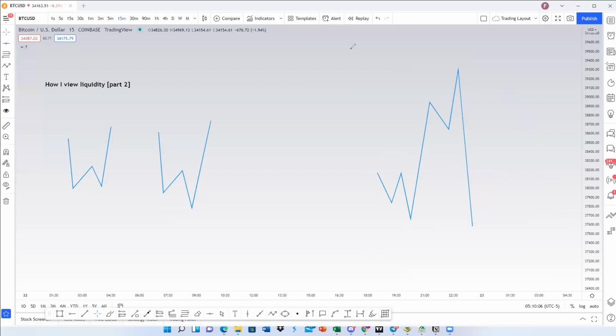So the next video, what I'm going to do is I'm going to be covering how you can use these ideas of low resistance liquidity, right, with one of my own little validations for low resistance liquidity. Okay, it's going to be fun.